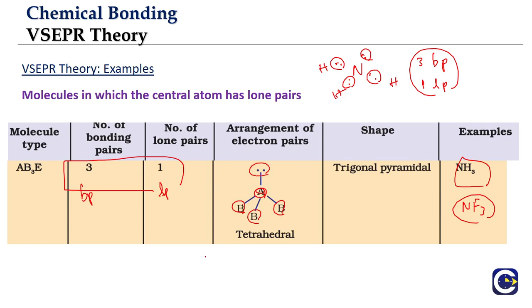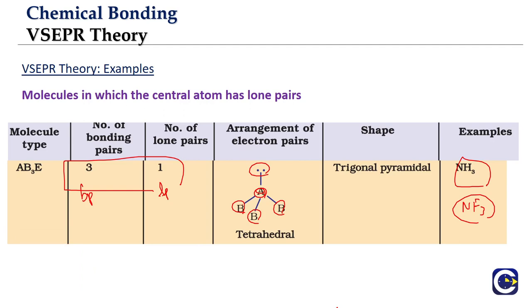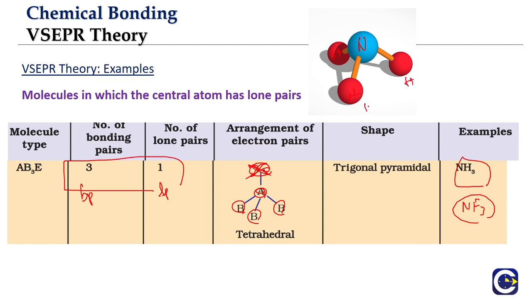But when it comes to the shape, we have been saying the lone pairs cannot be seen. What you see is only the positions of the nuclei. So what will be the shape here? Since we cannot see this, what will be the shape that you are able to observe here? If you take the example of NH3 itself, you will see a nitrogen. These are the 3 hydrogens. So it is like a trigonal pyramidal shape.